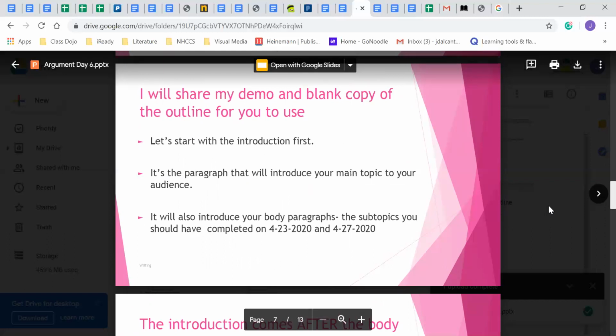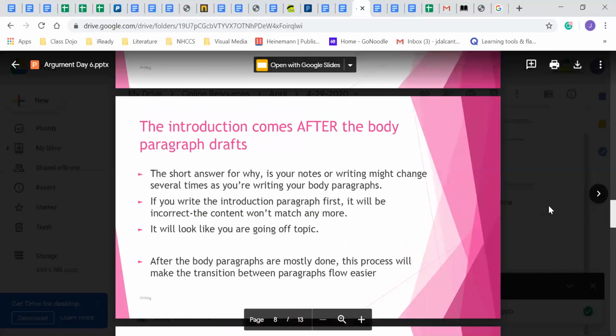Your overall topic, or your main topic, will be introduced here, and you're going to be using information you should have completed for April 23rd and April 27th, the 4 subtopic paragraphs that you had to do last week. So the introduction comes after the body paragraph drafts. By that I mean you write the introduction after you write the body paragraphs.